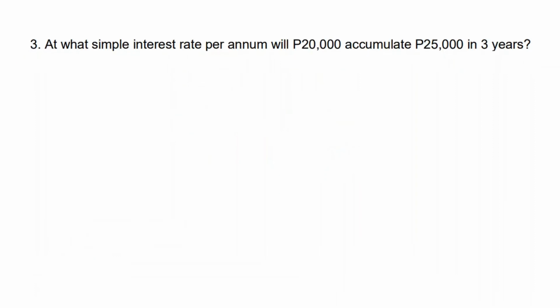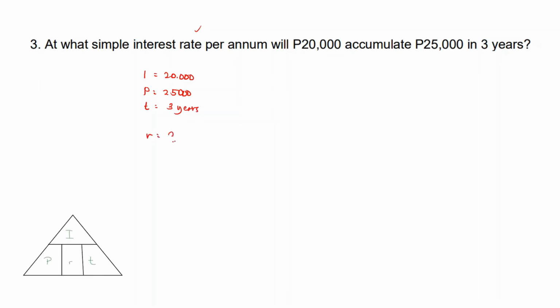At what simple interest rate per annum will 20,000 accumulate 25,000 in 3 years? So we are asked to find in here the rate. Let us identify the given. We have in the problem the interest, which is 20,000. Also, we have in here the principal, which is 25,000 and 3 years for the time. Again, the unknown quantity is the rate. So to solve for the rate, our formula will be I over P times T. So the interest is 20,000 over 25,000. That's the principal, times the time, which is 3 years.